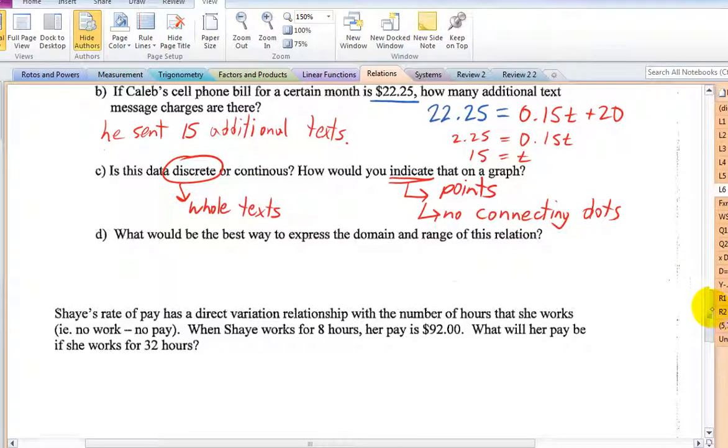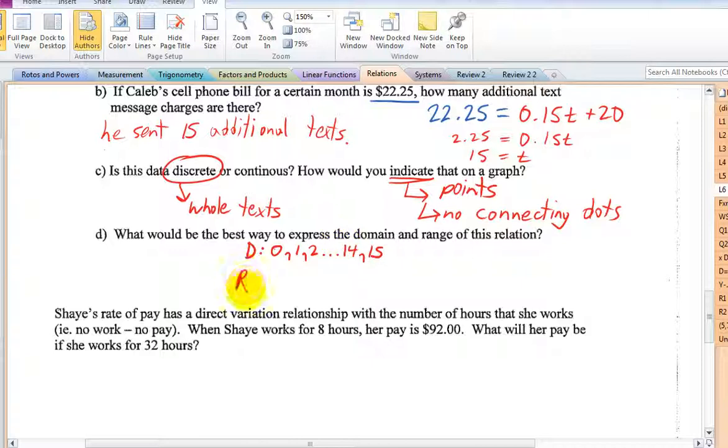D, what's the best way to express the domain and range? Well, because it's discrete data for the domain, you'd represent it as 0 for 0 text messages, 1 text, 2 texts. We could go on and on. But I just use dot, dot, dot, and then 14 and 15. So we showed the pattern at the beginning. Instead of writing all 15, we just used dot, dot, dot to show that it continued all the way up to 15. Make sense? A little bit of a shortcut? You okay with the dot, dot, dot?